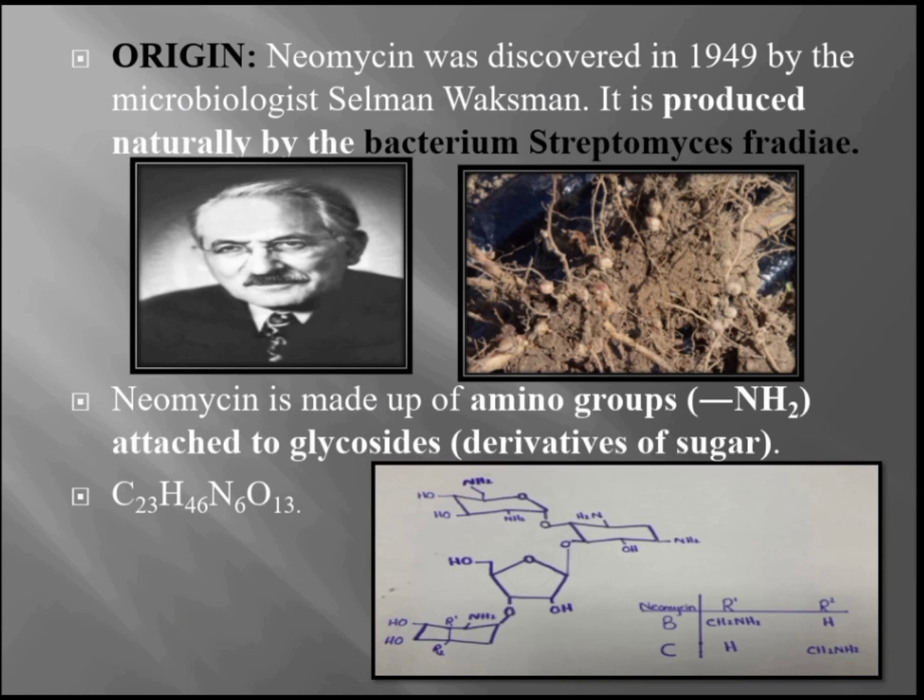Neomycin was discovered in 1949 by the microbiologist Selman Waksman. It is produced naturally by the bacterium Streptomyces fradiae. It is active against both gram-negative bacilli and some gram-positive cocci. Neomycin A is the degradation product of neomycin B and C. Commercially, it contains 90% neomycin B, the remainder being neomycin C.